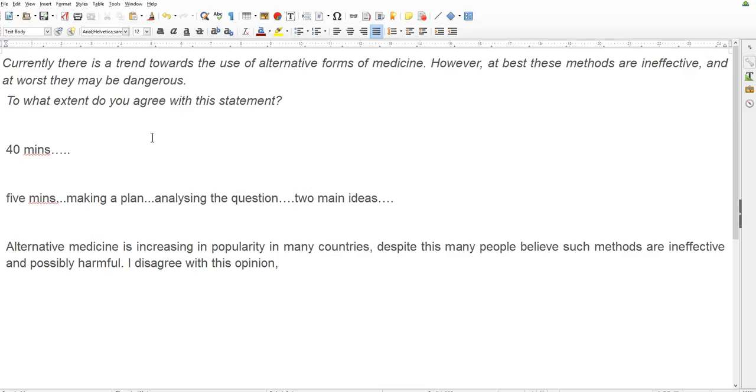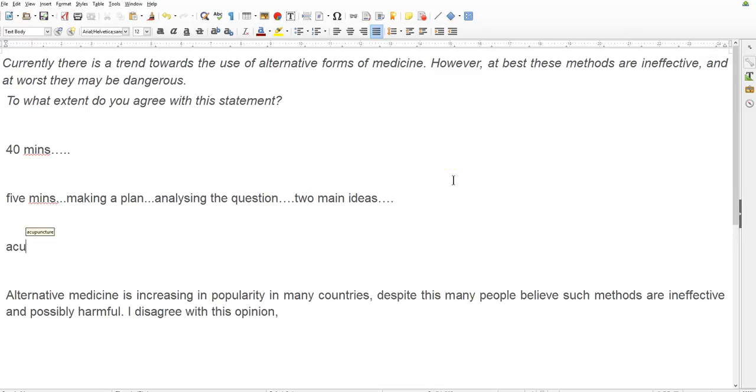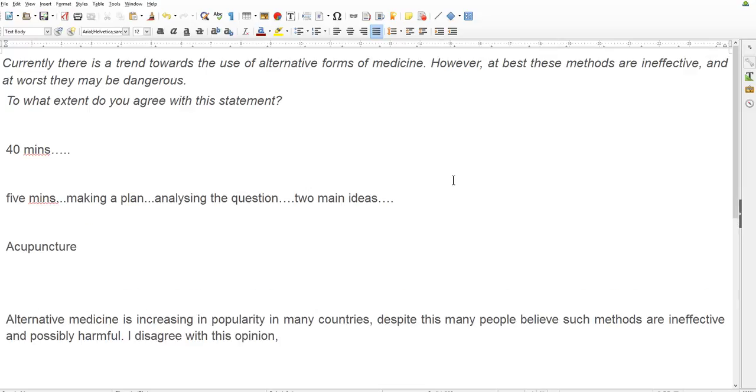Now, this is why you have to make a plan. I should have made a plan before I started. I'm getting ahead of myself. 2 main ideas. Okay, let's be more specific. Let's take alternative forms of medicine. Let me talk about acupuncture. That's going to be my main idea. I'm going to take acupuncture.